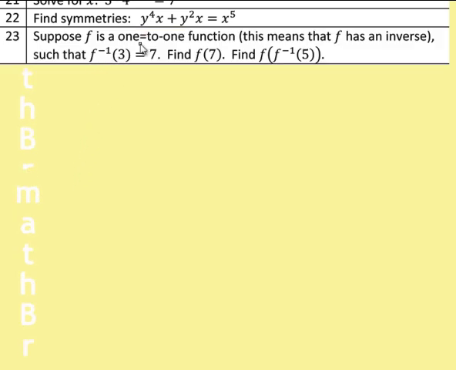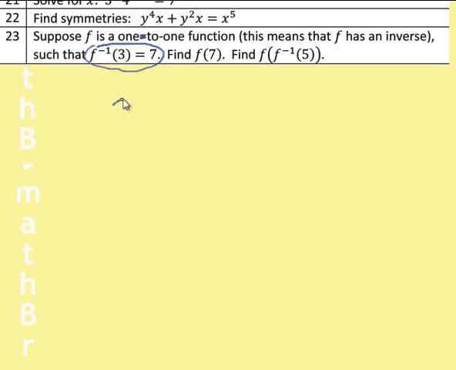23 says that f is a one-to-one function. That is, f has an inverse, and we have f inverse of 3 equals 7. Find f of 7, and find f of f inverse of 5. So let's do a little diagram and say what this means. F inverse of 3 is equal to 7.